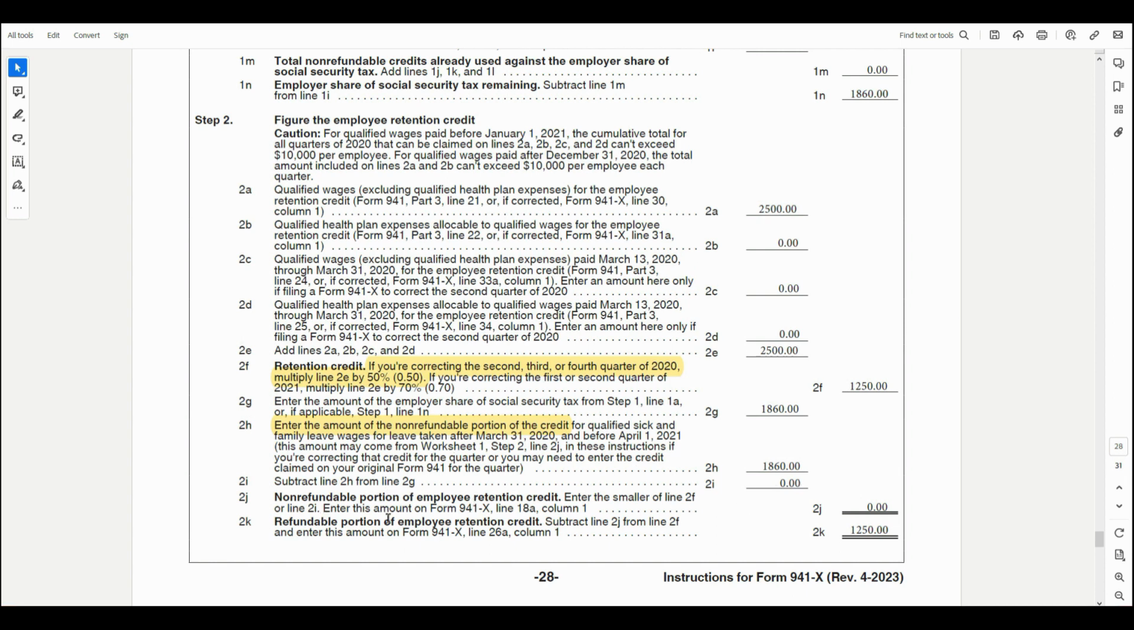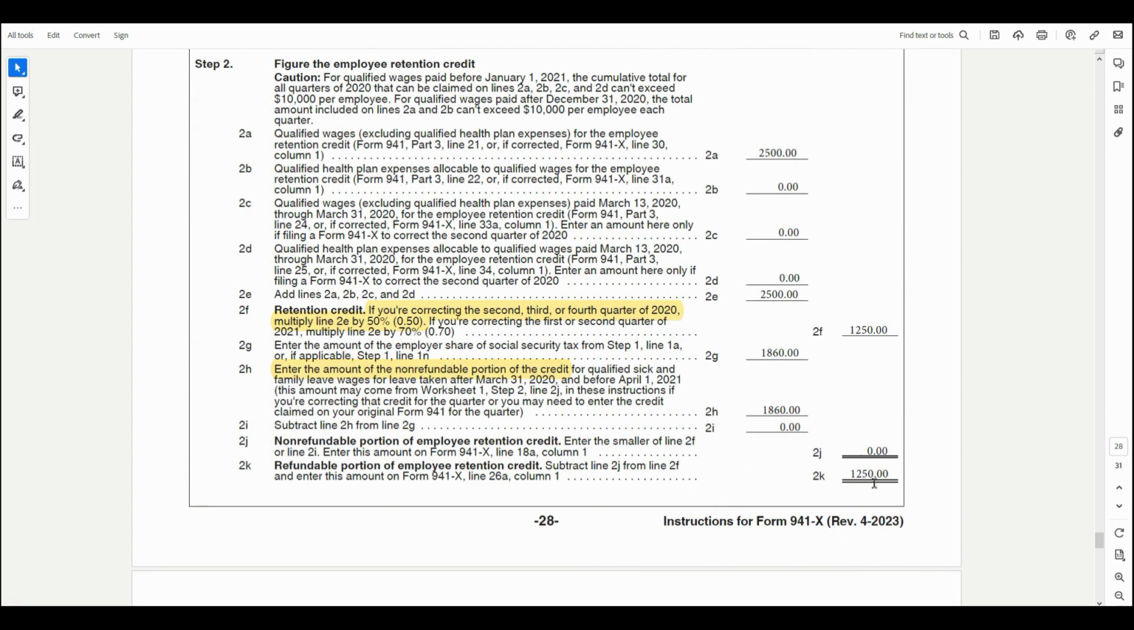So the non-refundable portion: if you still had a tax liability based on Social Security or Medicare tax, of course, you would have something remaining here, but then you can use the credit to cover that. But since we don't, because the full amount was paid back when the return was originally filed, we'll get a full refund of the credit. So we have the 1250 here.